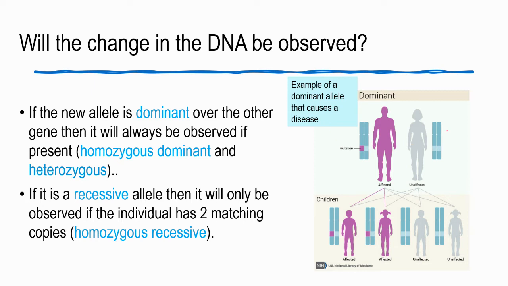And this is an example over here, whether it will be observed or not. So if it's a mutation, we've got some chromosomes here. If the mutation is in this gene here and that is dominant, then it will be observed. If the new allele is dominant over the other gene, then it will always be observed if present. So that would be in the homozygous dominant or the heterozygous case. If it is a recessive allele, then it will only be observed if the individual has 2 matching copies. So it will only be observed if the individual is homozygous recessive.